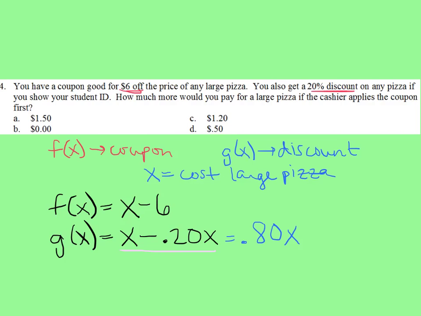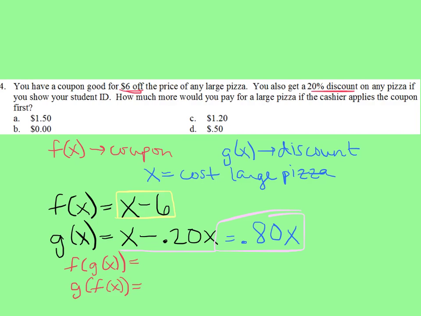Now the way we're going to determine which way, the coupon or the discount first, is better is by using composite functions. So I'm going to compose, do f of g of x and g of f of x. We're going to look at both of those different cases and see what happens. Okay, so let's use some different colors here so we can keep track of what's happening. I'm going to say that f of x is yellow, and I'm going to say that g of x is purple.